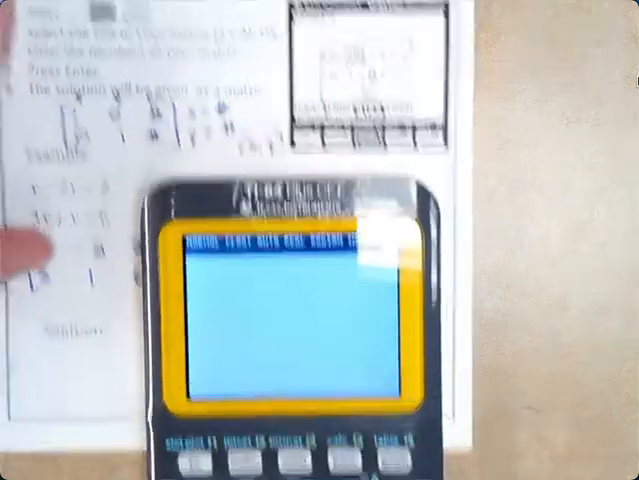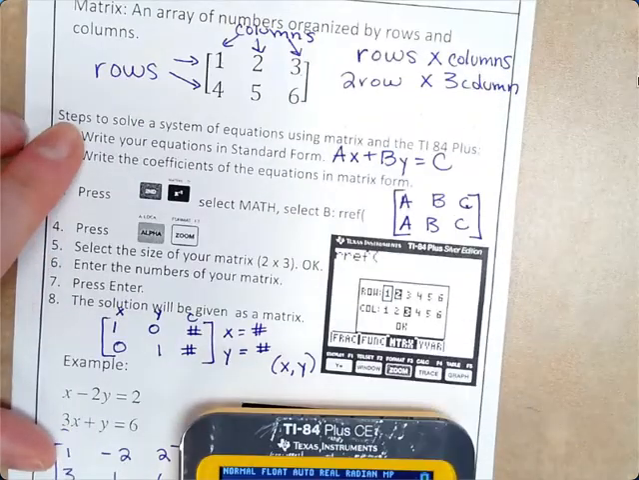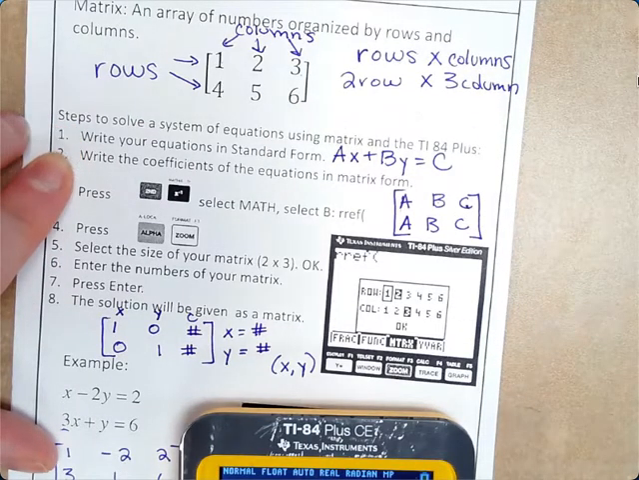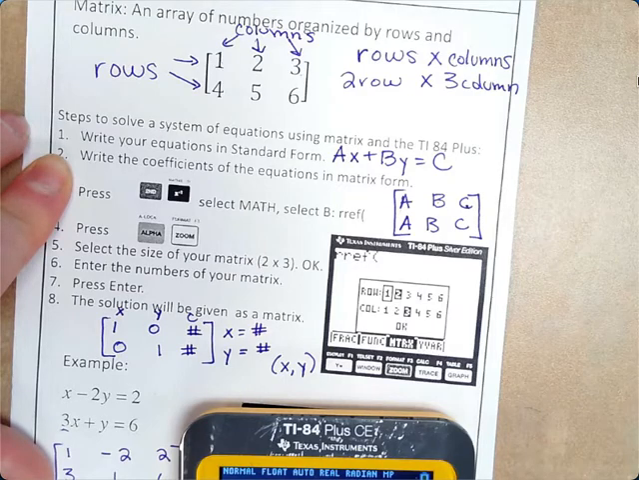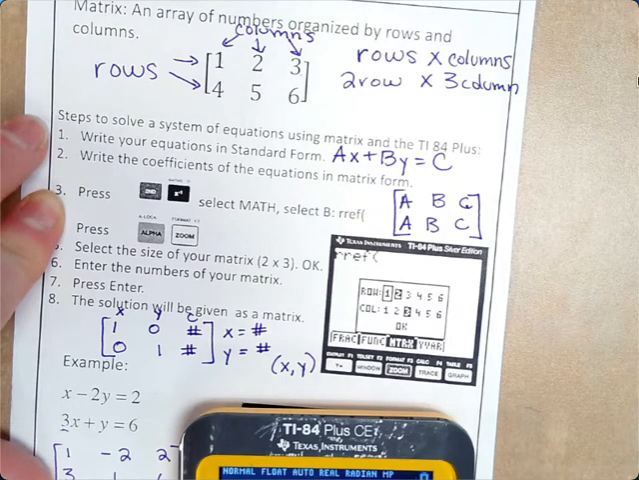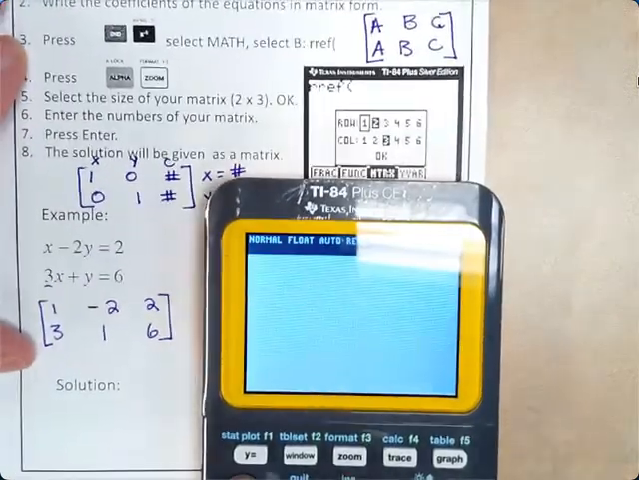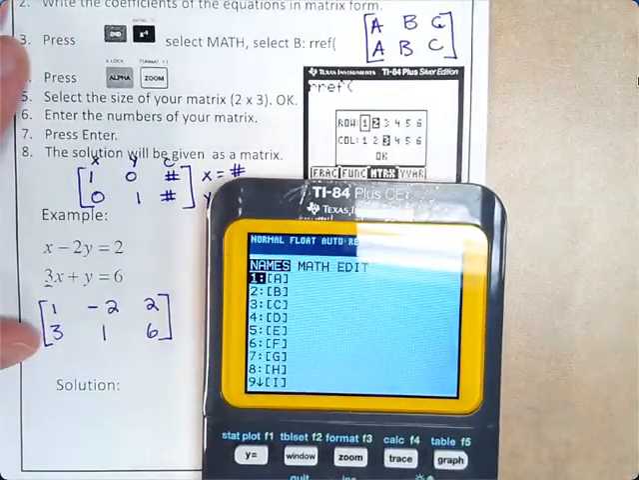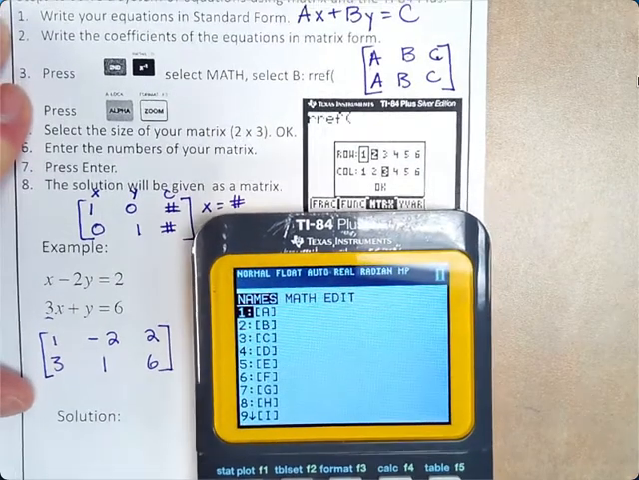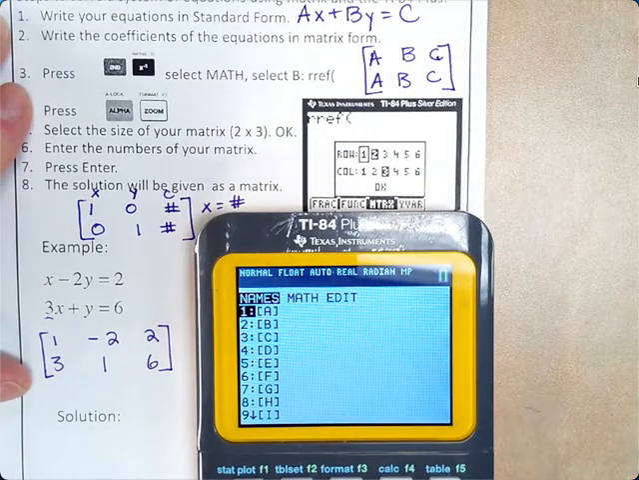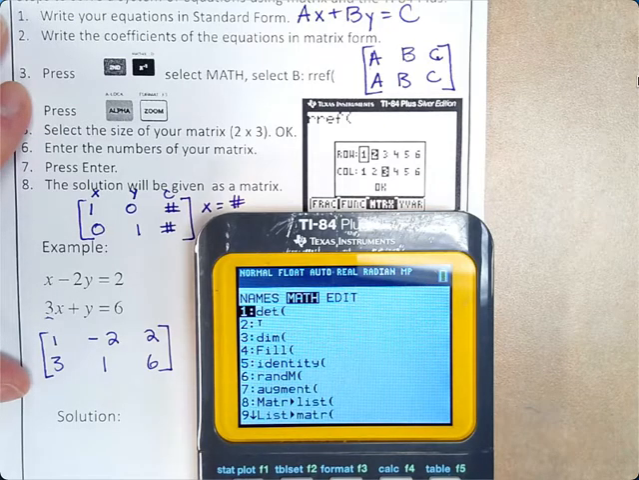Okay, so step 1, write your equation in standard form. Already done for us. Step 2, write it in matrix form. Already did it. Step 3, press second x to the -1, which is our matrix. So second matrix. Everybody should be following along with me. It's the only way you're going to learn how to follow these steps is if you practice it. Okay, so go over to math, and we want to go to RREF. That's option B.